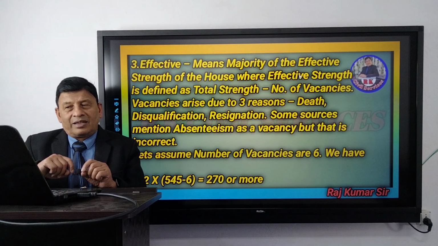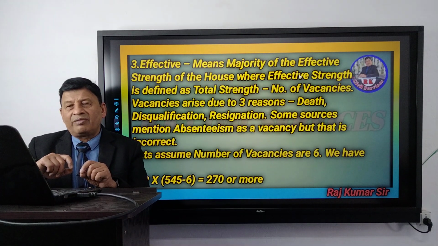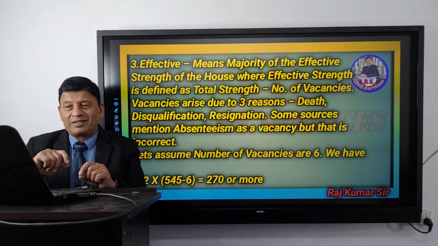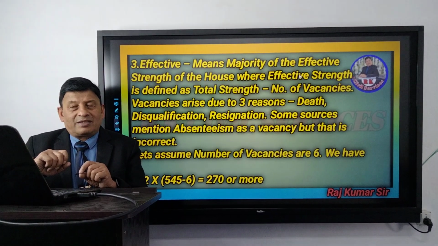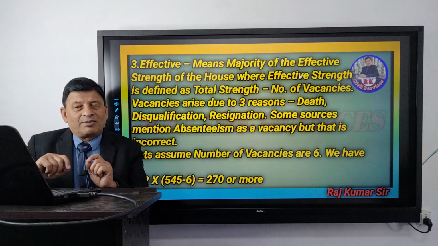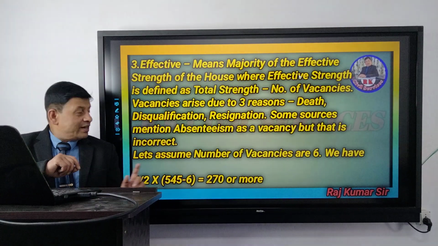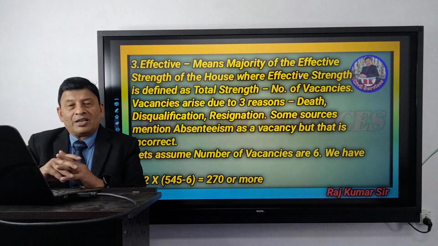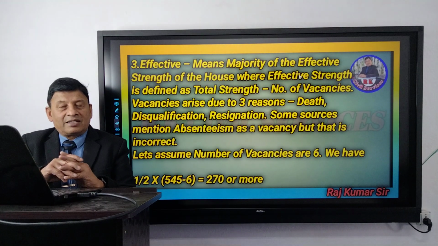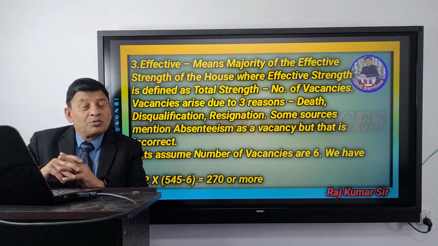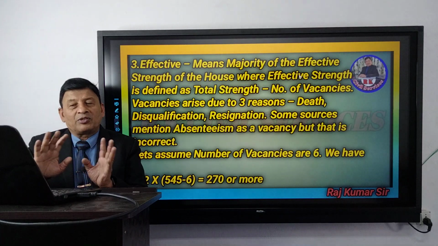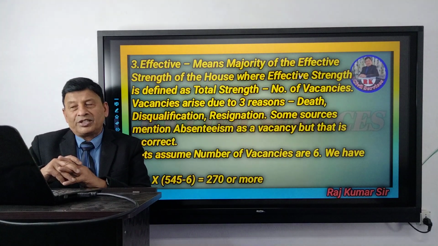And third, the effective majority, which means majority of the effective strength of the house, where effective strength is defined as the total strength minus the number of vacancies, right? Vacancies arise due to three reasons: one, death; number two, disqualifications; number three, resignation. Okay, some sources mention absenteeism as a vacancy. That is incorrect, right? Let us assume the number of vacancies is say 6, and the reason of vacancies may be disqualification, resignation, death.